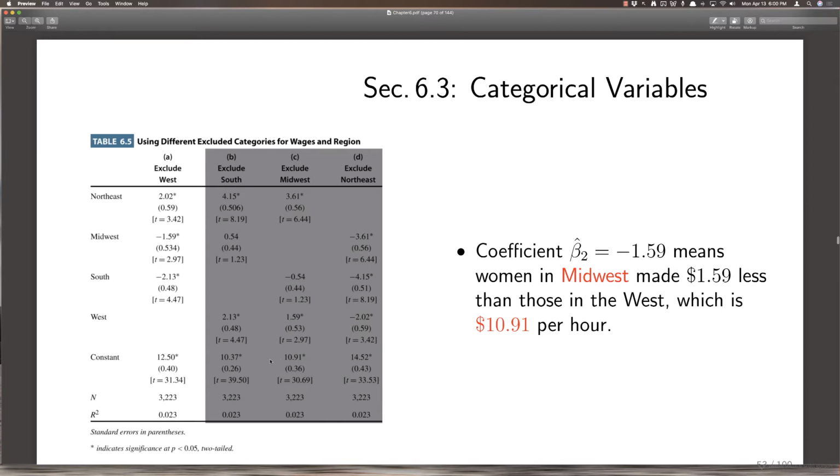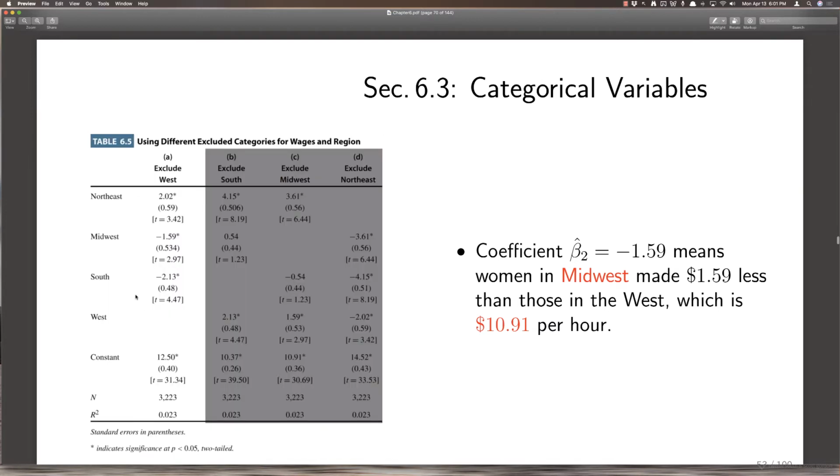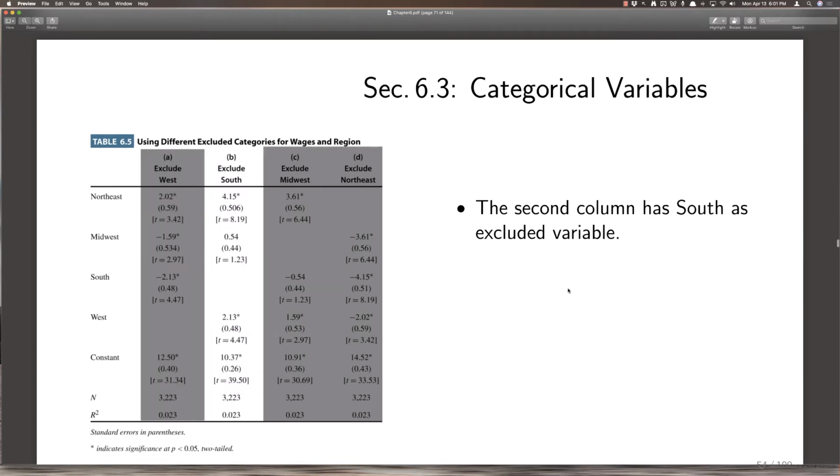All right. So you can already get a sense that it doesn't really matter which category I drop. I can still recover all of the same information. I can recover the difference between being in one category versus the other, and I can recover the average value of the dependent variable for that group. So if I want to know for the West, what is the average? It's 12.50. If I want to know the difference between people in the West and South, I know that it's negative. It's going to be $2.13 less.